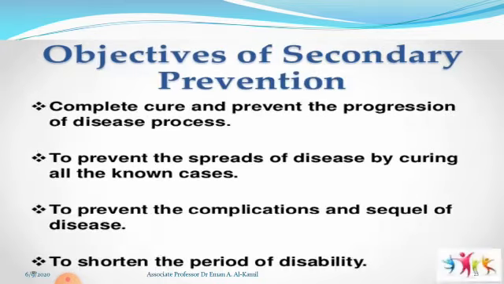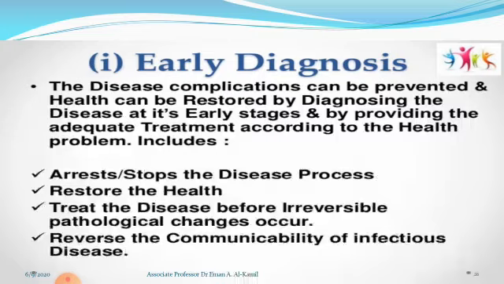The main objectives of the secondary prevention: first, complete cure and prevent the progression of the disease process. We are going to modify the natural history of the disease or the chain of the disease by early detection and early intervention. For communicable disease, we are going to prevent or stop the spread of the disease by curing all cases. To prevent the complications and the sequelae of the disease, and to shorten the period of disability.